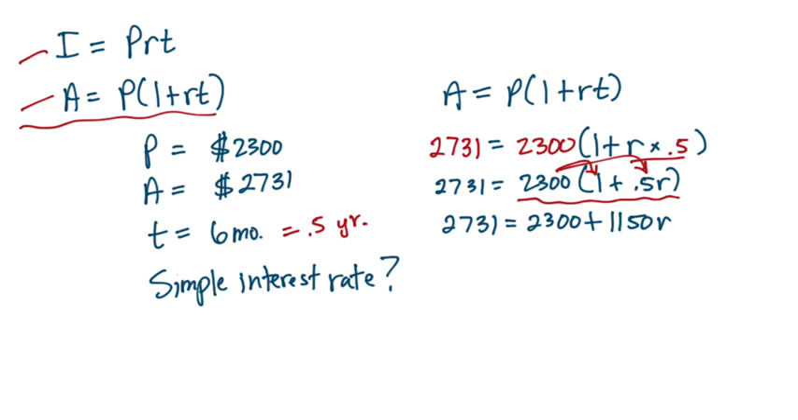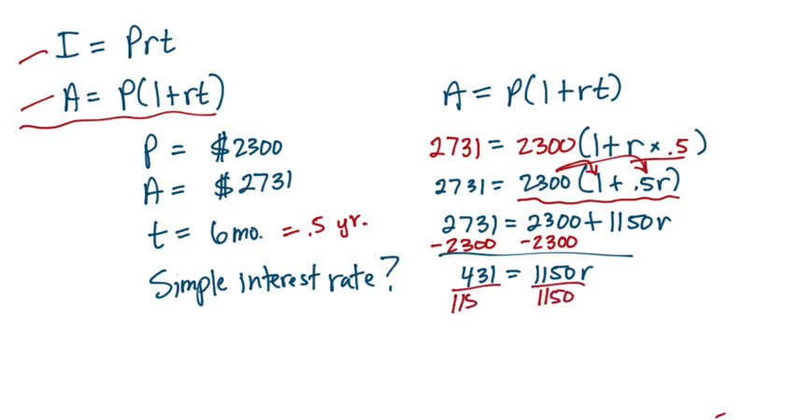So if we're trying to get R by itself, the first thing we want to do is get rid of that 2,300. So we'll subtract 2,300 from both sides. And then now to get rid of the 1150, you have 1150 times R. To get rid of the 1150, you would divide by 1150. And so our answer for R is 431 divided by 1150.